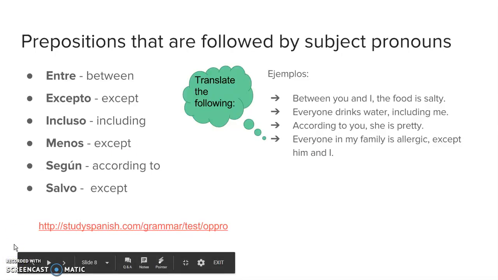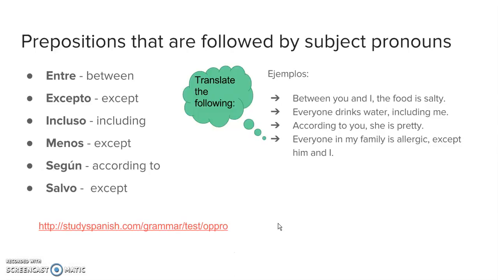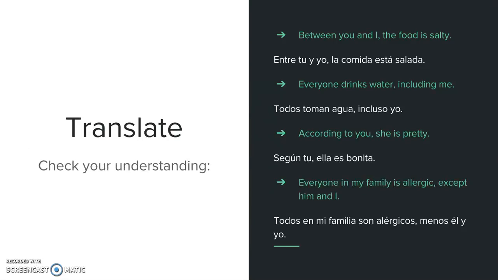All right, so here's a page that you can look at, and it just has a lot more prepositions. I feel like these are the more important ones, but you're welcome to take a look at those if you're interested in learning something else. Okay, so let's check the translations.